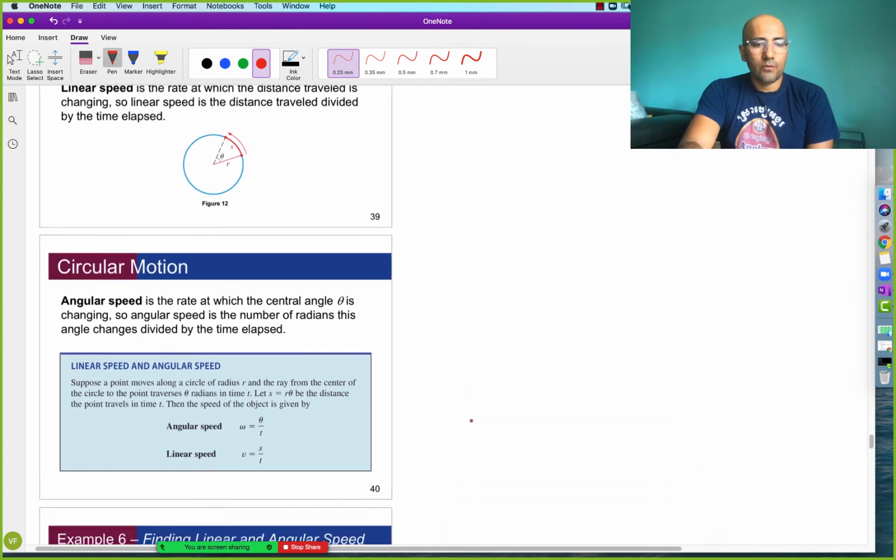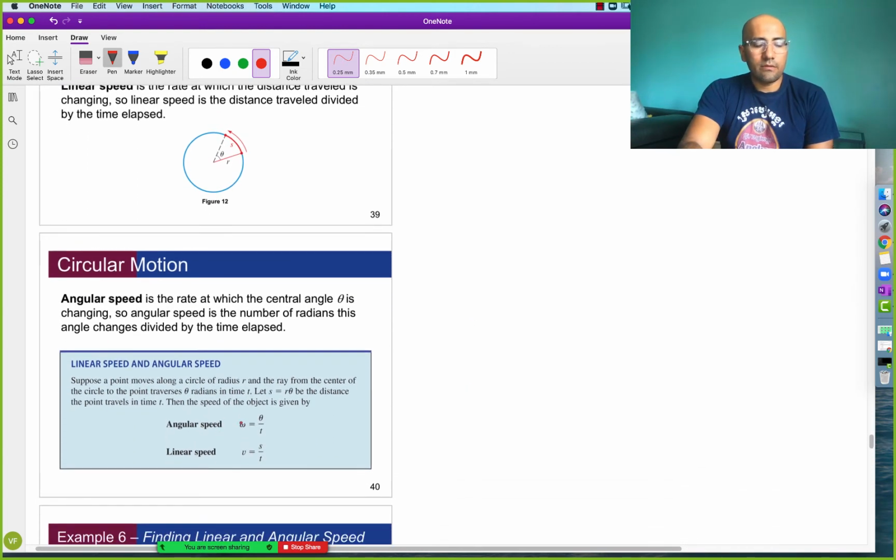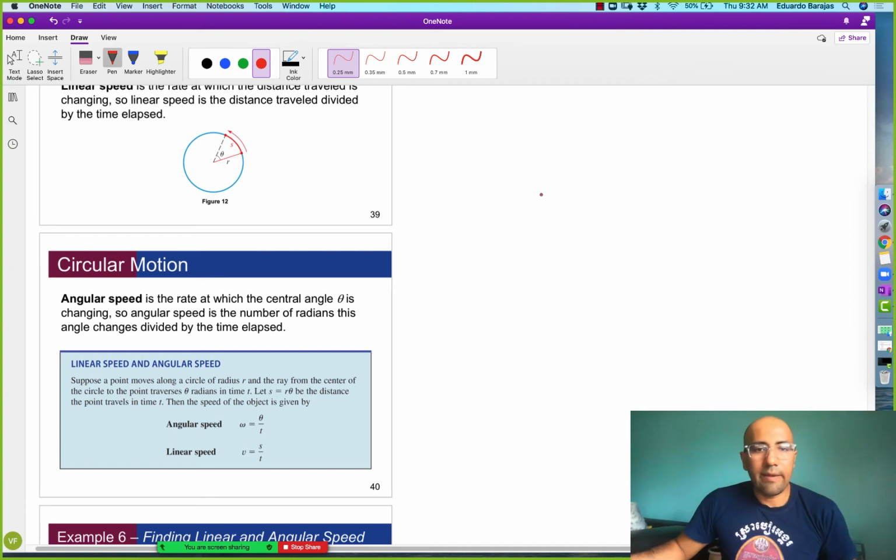Good? So we got angular speed, denoted by this little W symbol here, and that's equal to theta over time: how much theta has changed over a period of time t that has elapsed. Good. So, of course, carnival rides, for example, are heavily dependent on that.